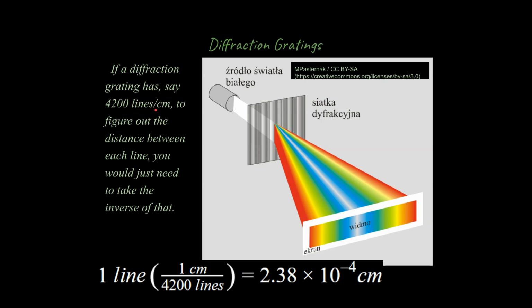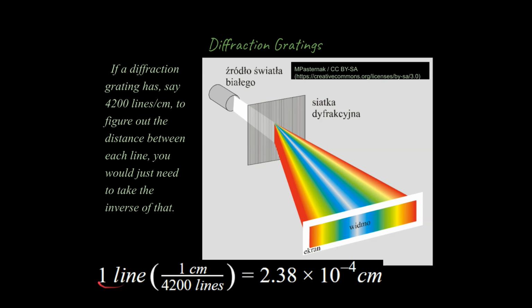But usually you're going to get a grating and a value that's given to you by the manufacturer, like this is 4,200 lines per centimeter. That's all fine and good, but actually we need the distance between one line and the next for this equation that we just talked about. We need the d value, right? Between one line and the next. So how do we get that?